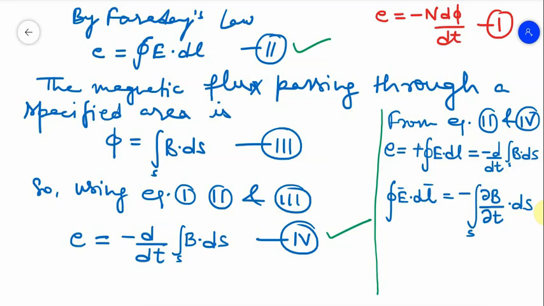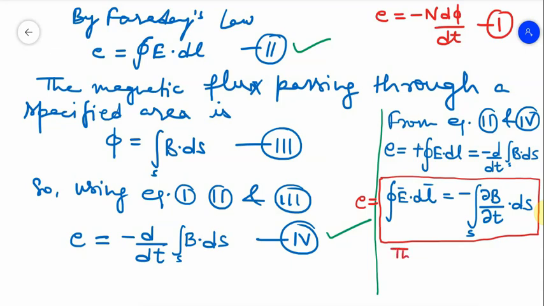So this is called the transformer EMF. Actually, what is E dot dl? This is the EMF, E equals to. So this expression is representing the EMF, but it has got a special name. इसका एक special नाम है. This EMF is called the transformer EMF.